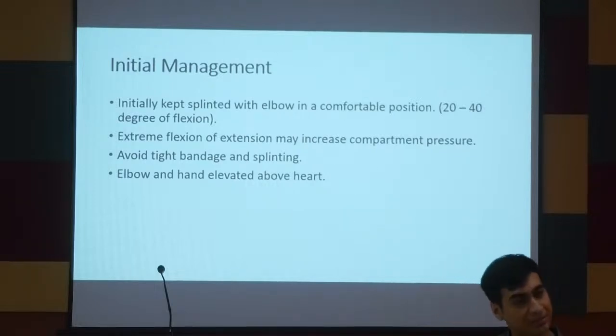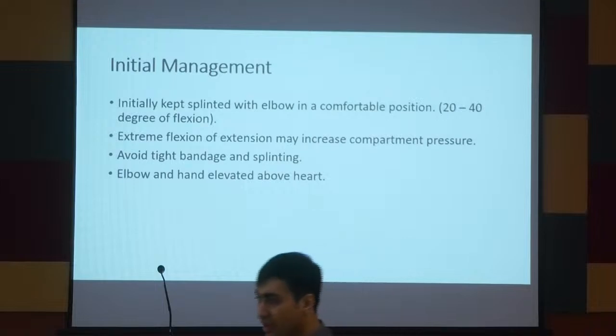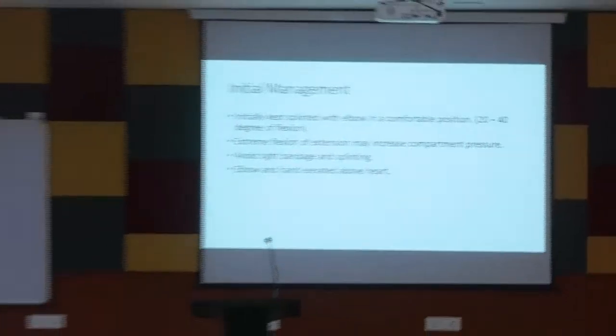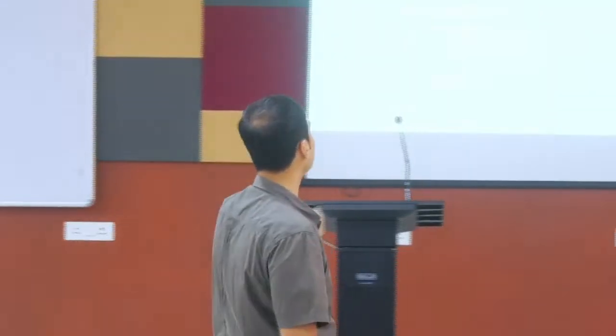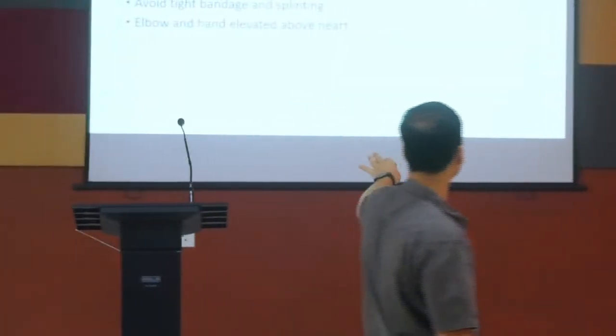Allow the swelling to subside. Allow the vascular system to maintain a good flow through the brachial artery. You should not flex it too much because after acute trauma, there is bound to be some amount of swelling. You cannot control swelling. Swelling is bound to happen. So you should not put a splintage like this. Then you are narrowing the cubital fossa, through which all the structures are going. You cannot make it tense. You have to leave it free. Okay. So ideal position is 20 to 40 degrees of flexion. Extreme flexion or extension increases the compartment pressure, so avoid tight bandage and splinting. Okay. So these are basics.